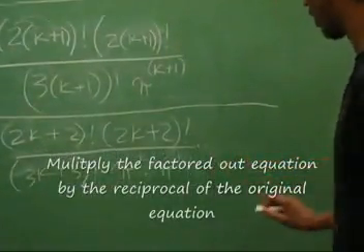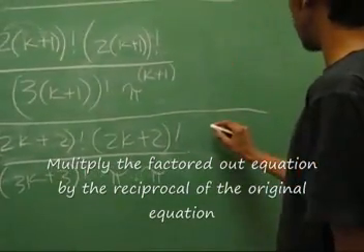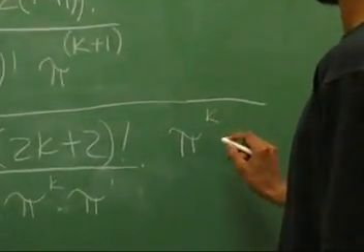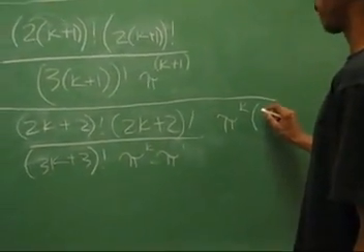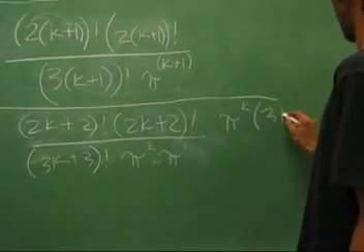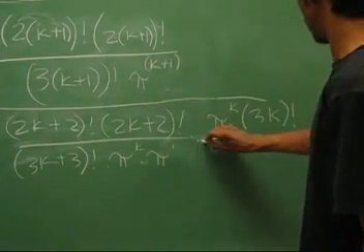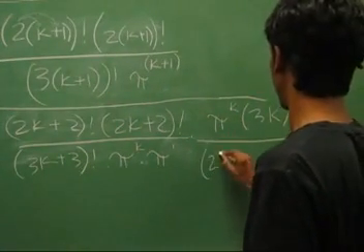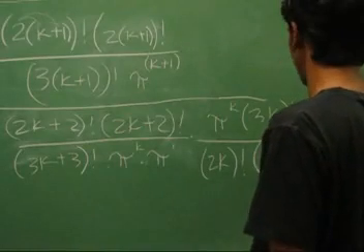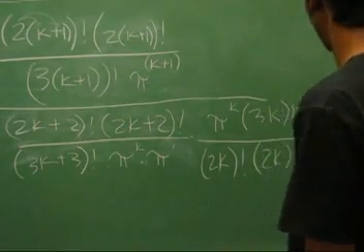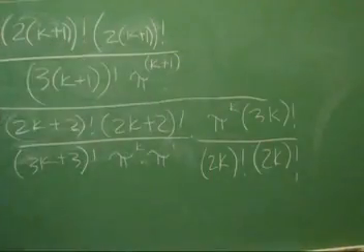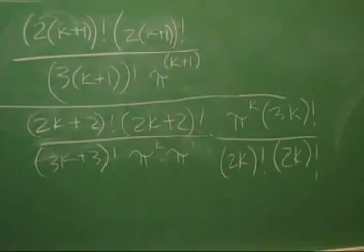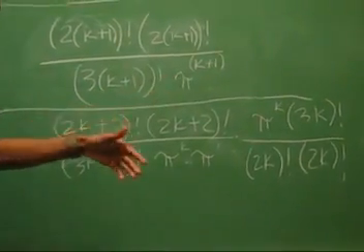So multiply. The reciprocal would be 5 to the k times 3k factorial over 2k factorial times 2k factorial. Alright, so now that we have this set up, let's start canceling stuff out.